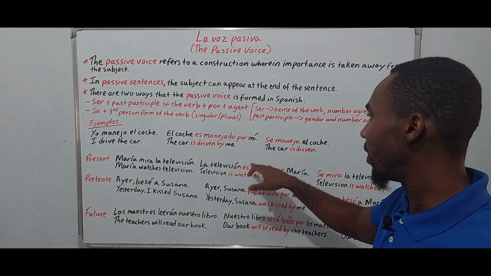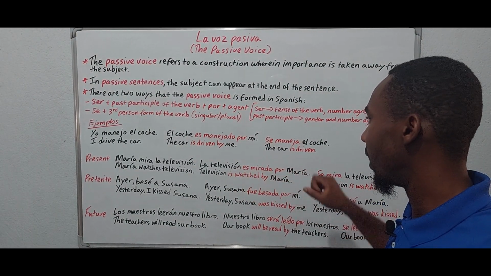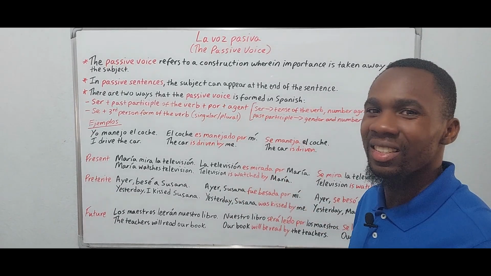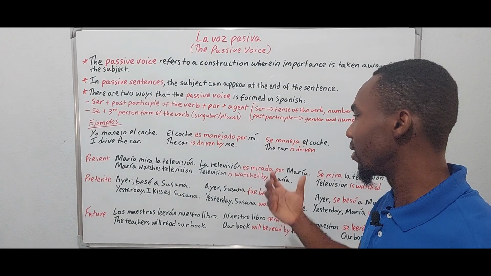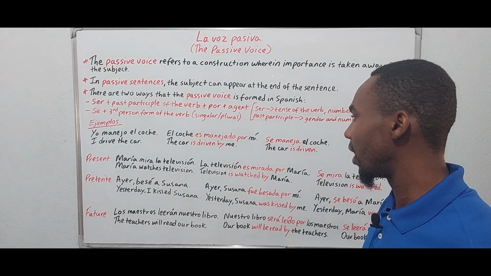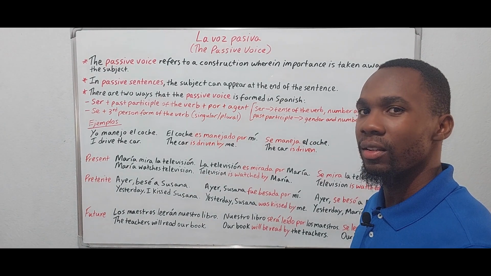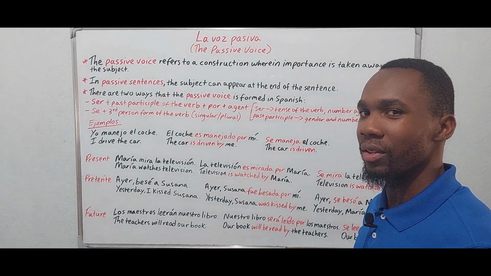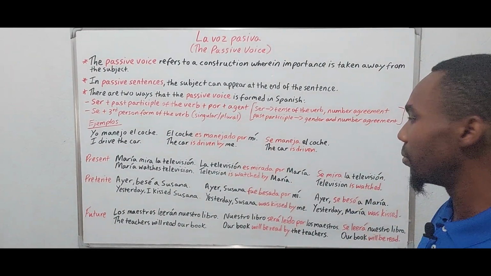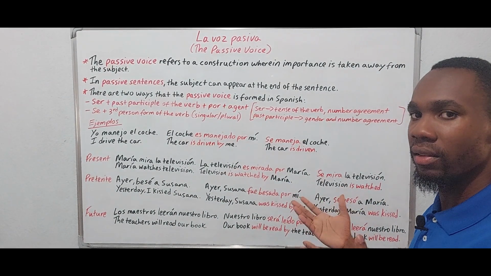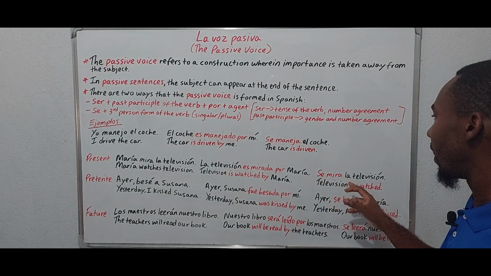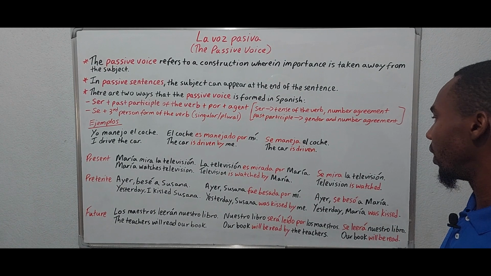La televisión es mirada por Maria. Television is watched by Maria. It sounds awkward, but like I said, this is not the way we speak generally, okay? So it sounds weird. We normally would use the active voice. But grammatically, this is acceptable. Se mira la televisión. Television is watched.